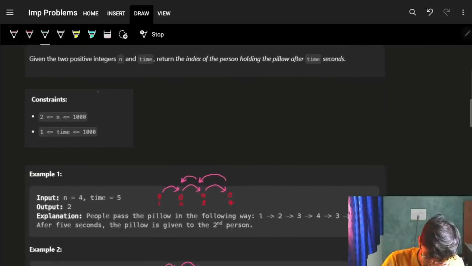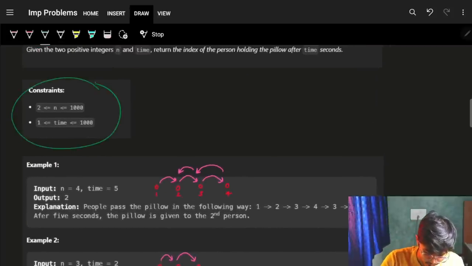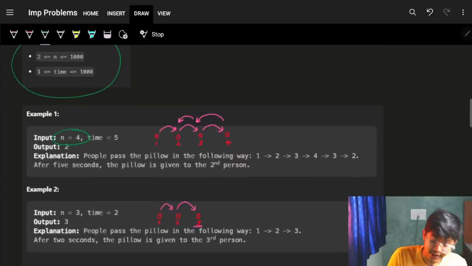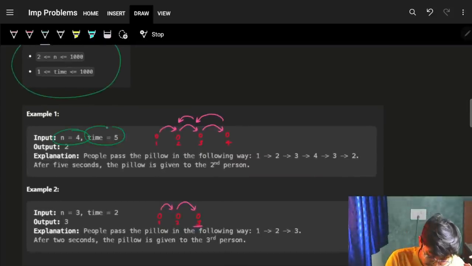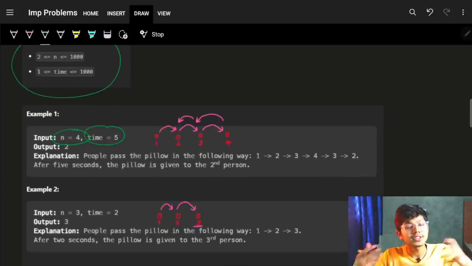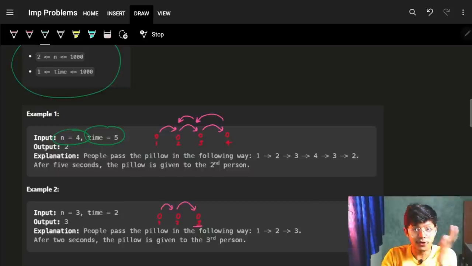Okay, cool. Now we can easily see that the constraints are pretty low. We don't have to care about that. N is the number of people standing in a queue, and T is for how much time the pillow is being passed.